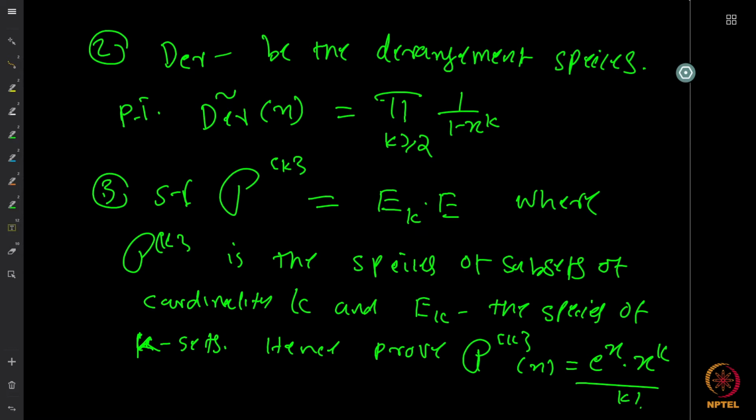The third question is to show that if P_k denotes the species of subsets of cardinality exactly k, okay, and E_k denotes the species of k-element sets, then show that P_k is actually equal to the product of E_k and E, and hence prove that the exponential generating function P_k of x is actually equal to e raised to x times x raised to k by k factorial.